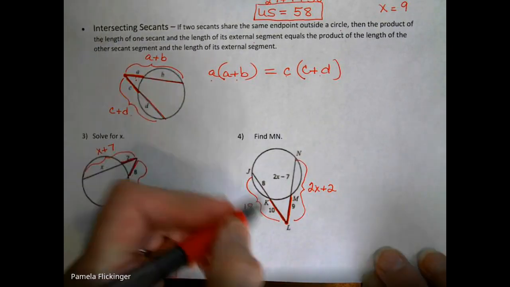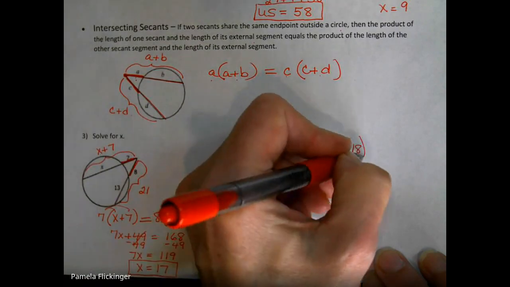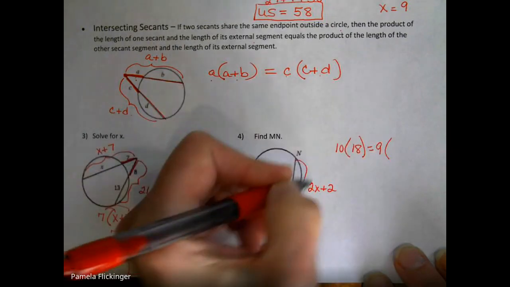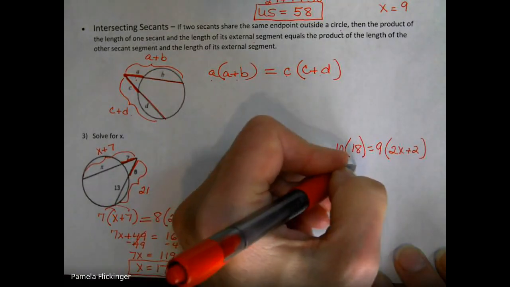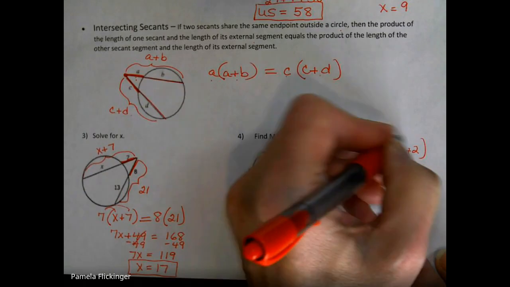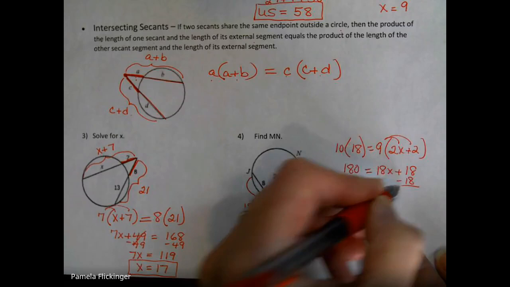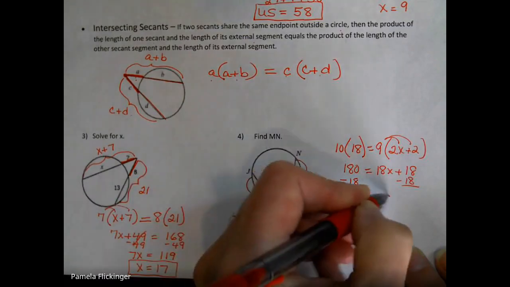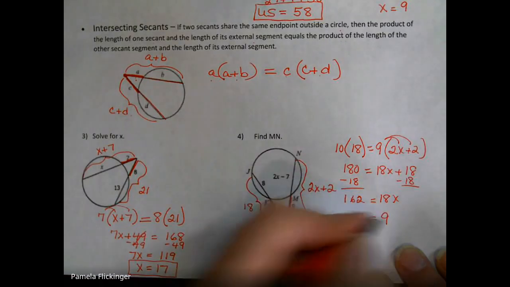So to set up my equation, on the left I've got 10 times 18, and that will equal 9 times the 2x plus 2. And then we go from there. So 180 equals, we'll distribute on the right this time, so 18x plus 18. Subtract the 18 over, and we get 162 equals 18x. And then divide 162 by 18, and x will be 9.